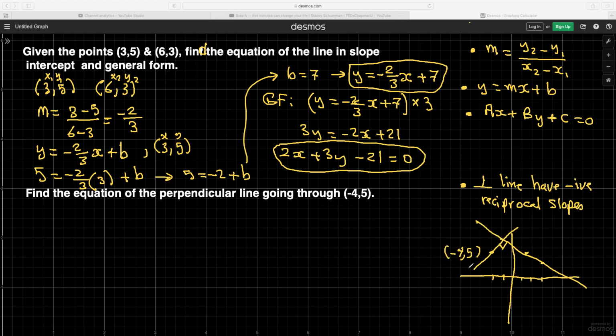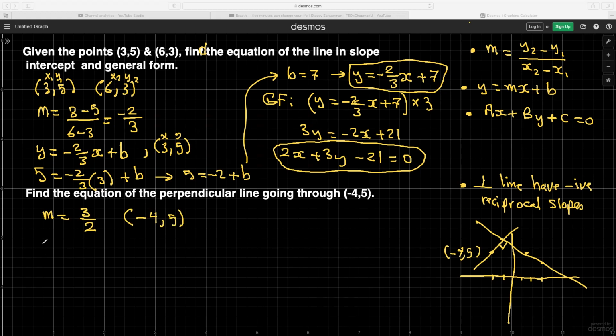So what's the slope of the perpendicular line? As we mentioned here, the slope of a perpendicular line is the negative reciprocal of the slope of this line. So negative reciprocal of this negative 2, then this will be positive, and the reciprocal is just flip. So 3 over 2. And we know this line is going through the point negative 4 and 5. Now we have enough information to find the equation of this line.